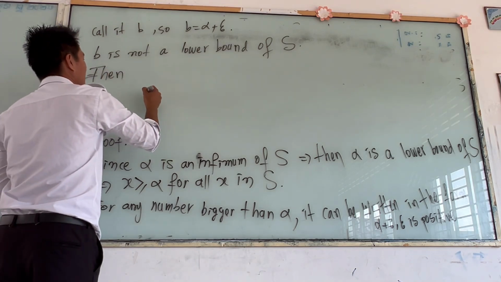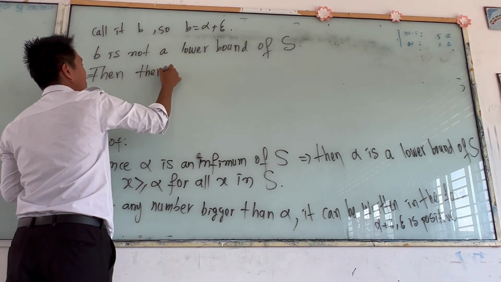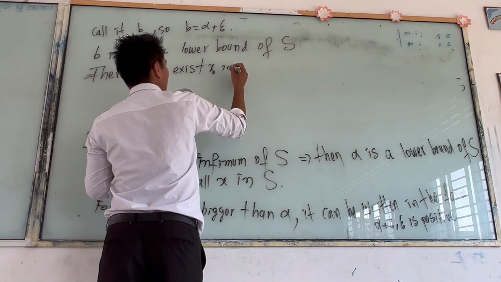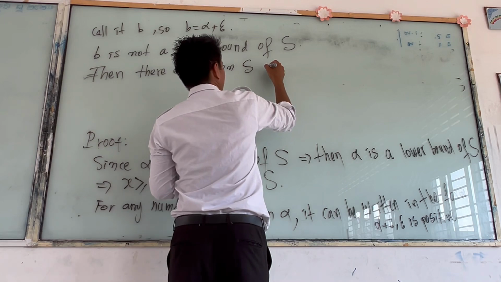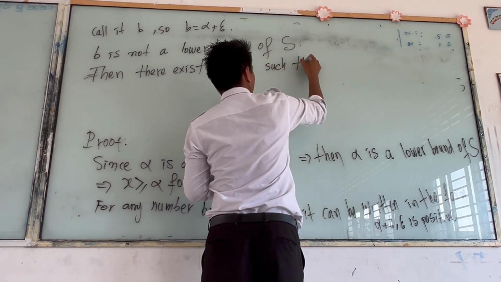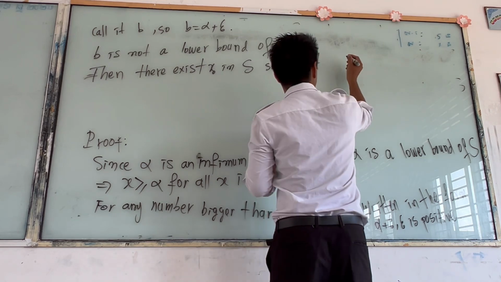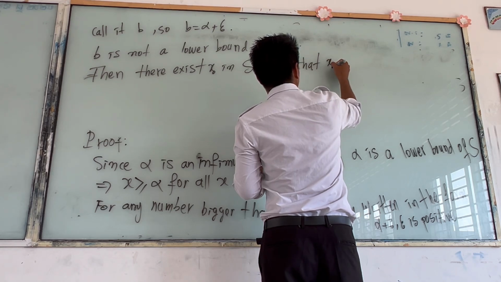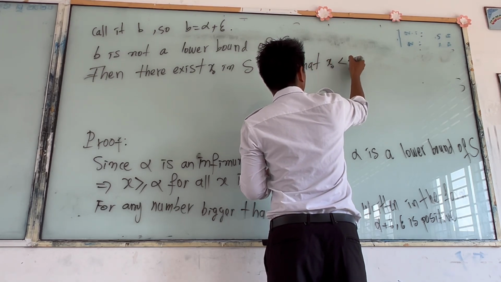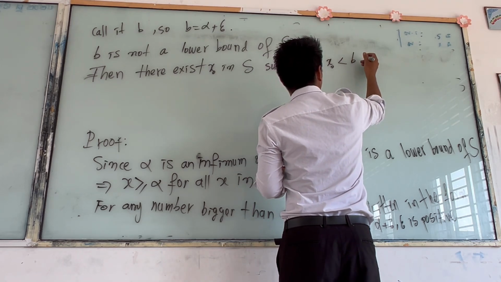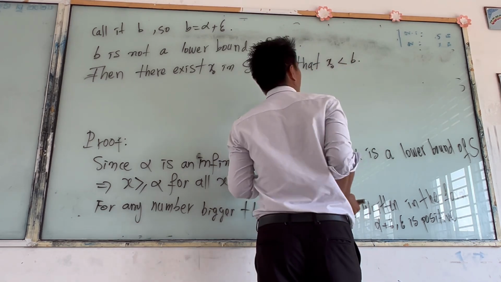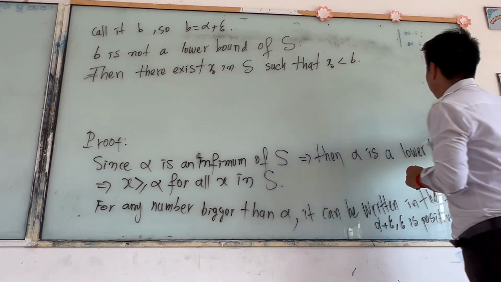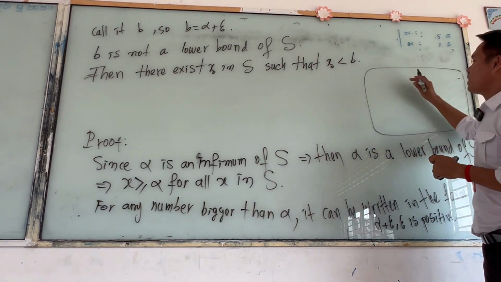Then there exists x0 in S such that x0 less than B. Why do you get it like this? Let me remind you of one thing, then you will understand.